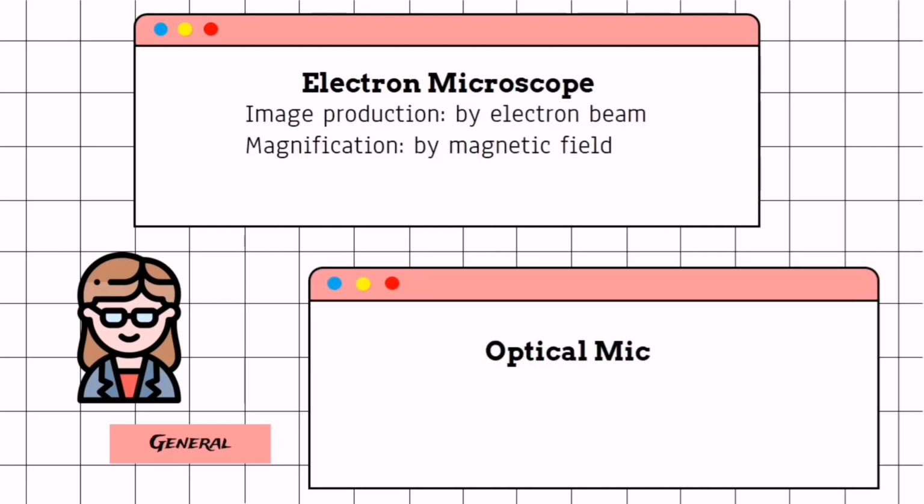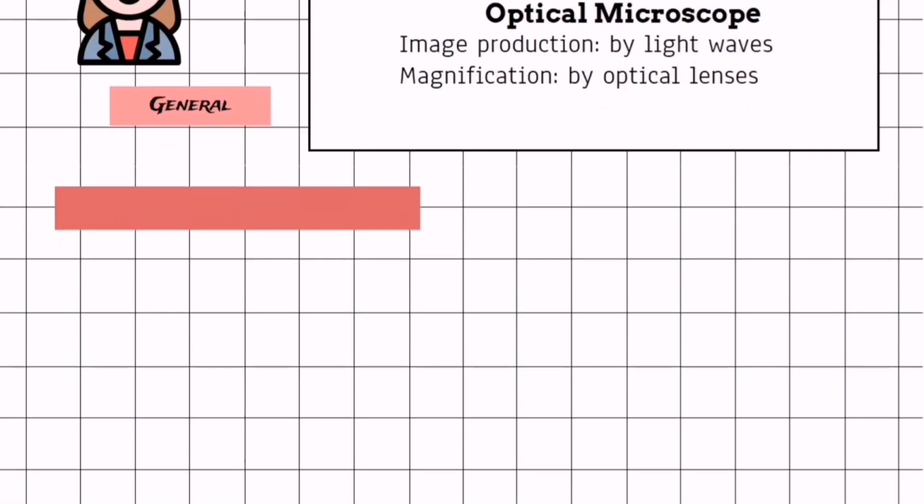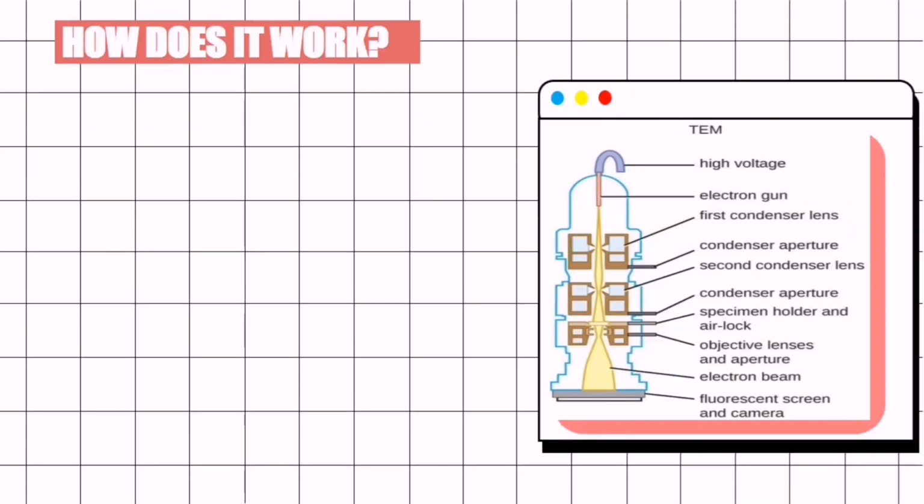Now, let's talk a little bit about the working principle of the electron microscope. Generally, it is actually the same as the optical microscope that we use at the school's lab. But the major difference is in how the image is generated and magnified. For the electron microscope, the image is produced by an electron beam and magnified by a magnetic field. So, let's see how it works.